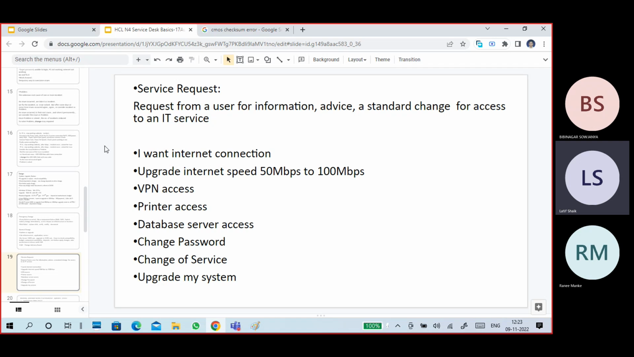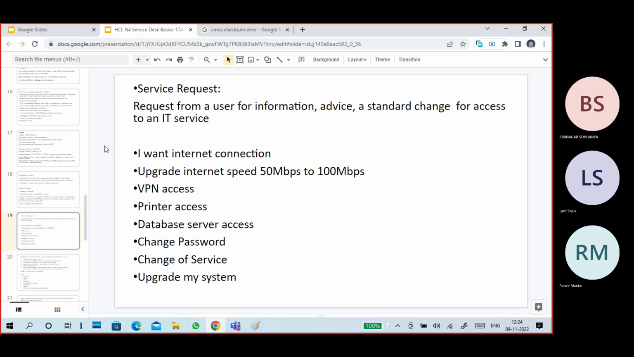Okay, remember guys, when you do any changes, document it compulsorily. Information should be shared with your team leader or whoever has the responsibility. Next one is service request. That is the last one in your definitions. A service request is a request from a user for information, advice, a standard change, or access to IT services. I already told you this at the start.